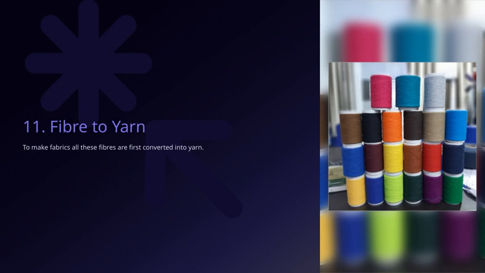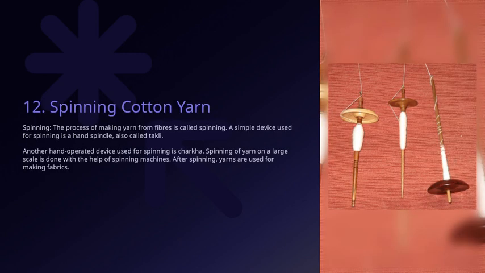Without turning fibers into yarn, producing textiles would be impossible. So, converting fibers into yarn is a fundamental link in the entire textile manufacturing chain. Let's talk about spinning, which is the process of turning fibers into yarn. This is a fundamental step in making textiles.